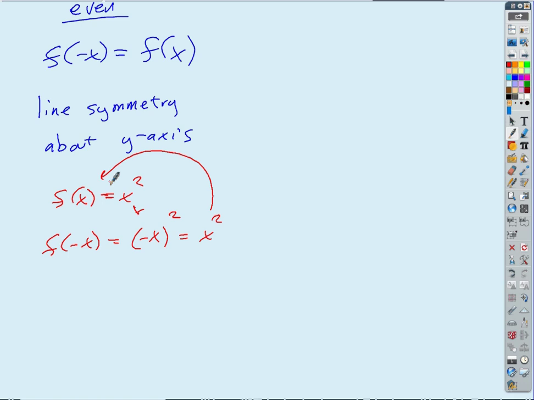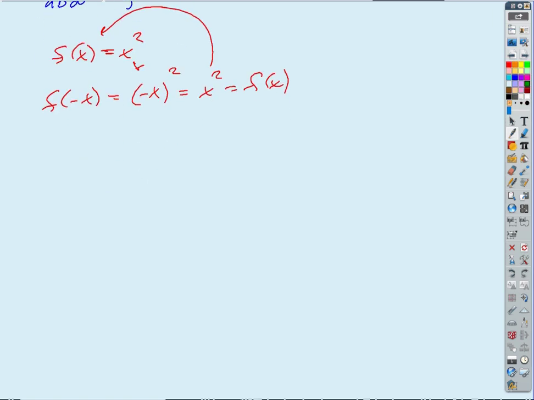So when we evaluated it at negative x, we got back f of positive x, right? And so it passes the test for even symmetry. So we know this is going to have folding symmetry about the y-axis, right? Okay, let's try that for an absolute value function. If we say f of x equals the absolute value of x, let's evaluate this at negative x.